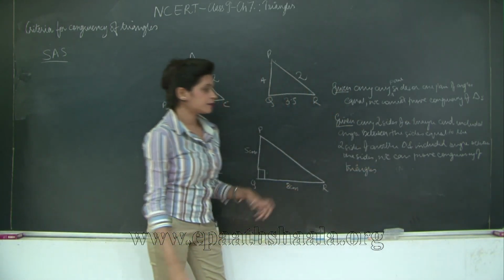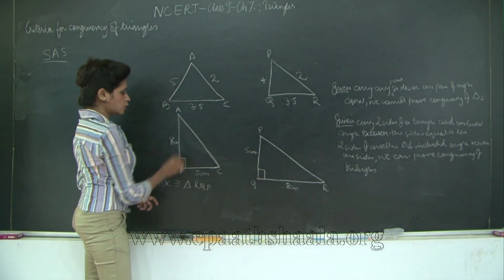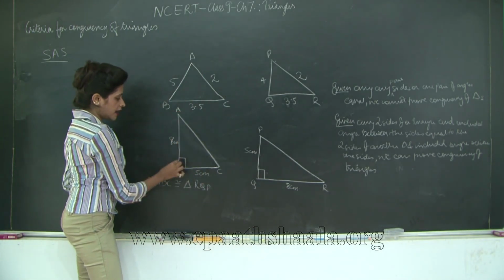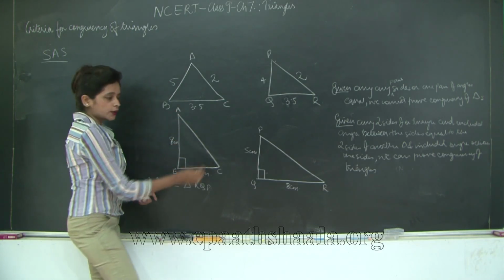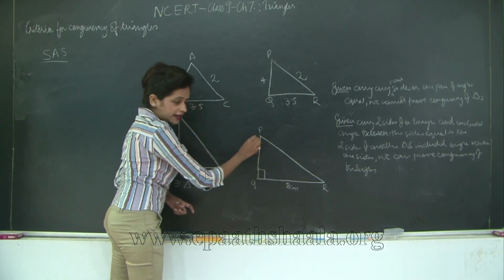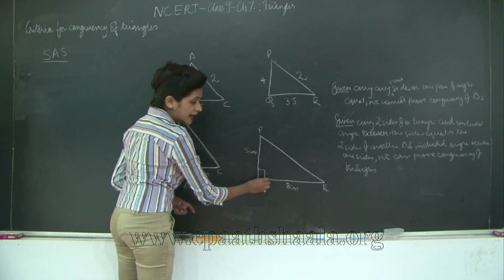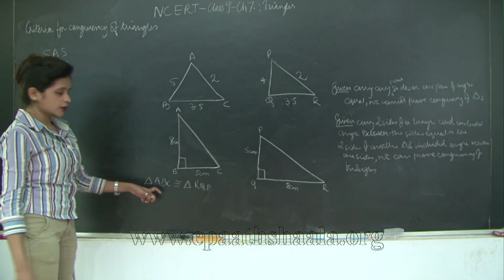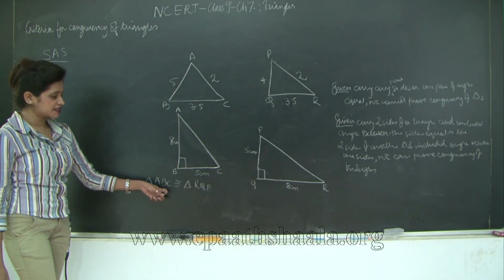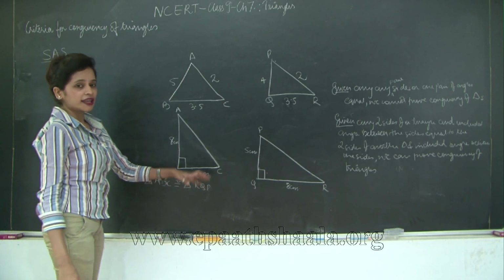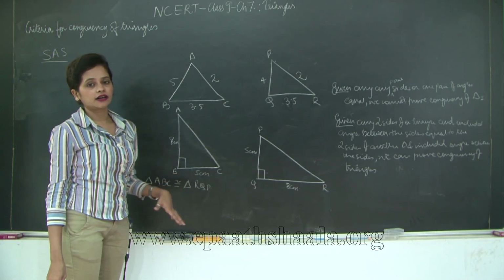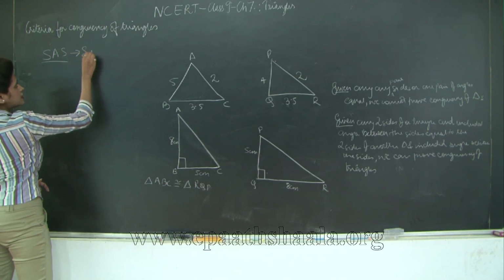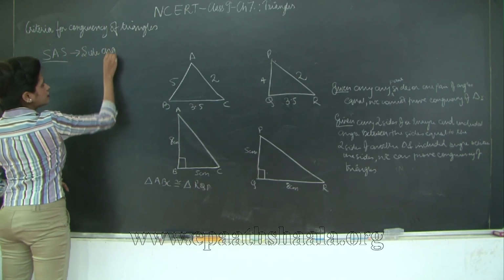So what does this statement imply? That if I have been given any two sides of a triangle and the included angle, meaning the angle between these two sides, congruent to two sides of another triangle and the included angle between them is equal, then we can prove that the two triangles are congruent. So in this case we have triangle ABC congruent to triangle RQP. This is the side angle side test of congruence and it is SAS. So this stands for side angle side.